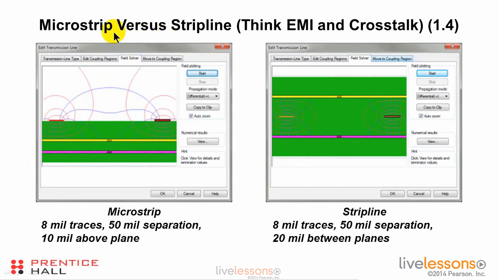We also talked about the difference between microstrip and strip line. Here we have some traces, they're 10 mils above the plane, with a 50 mil separation, there's some radiation out into space, and there's some radiation and coupling between the traces. Put them in a strip line environment, and all of the electromagnetic field is captured between the planes. None of it gets out into the outside world, and very little here, none in this particular picture, gets coupled between the two traces.